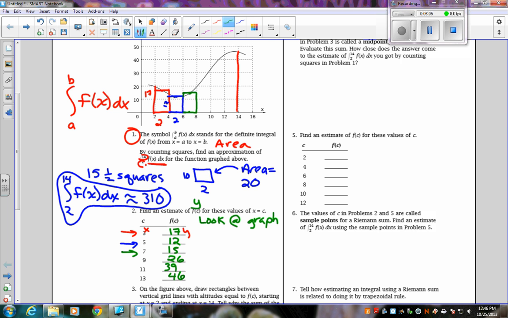So again, this is 15 right here, and this is 2. Next rectangle, I'm using the height of 26. So this is 26. That's a 2. And my width again is 2. My next rectangle is from 10 to 12. The height of that one is going to be 39.